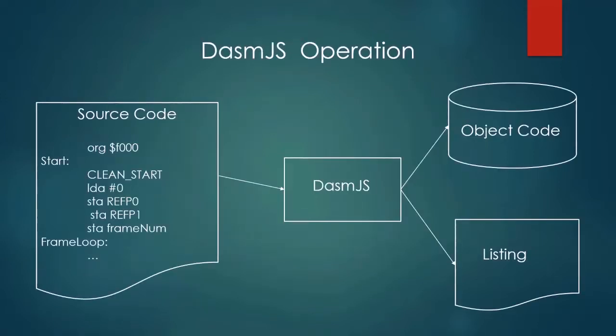This course is about assembly language programming, and the assembler we use in this course is DASM.js. This is a depiction of the DASM.js operation. It reads the source code, featured on the left, and produces 2 principal outputs, the object code and the listing. The object code will actually run inside of the browser using the Javatari simulator, and the listing will be displayed for you to refer to.